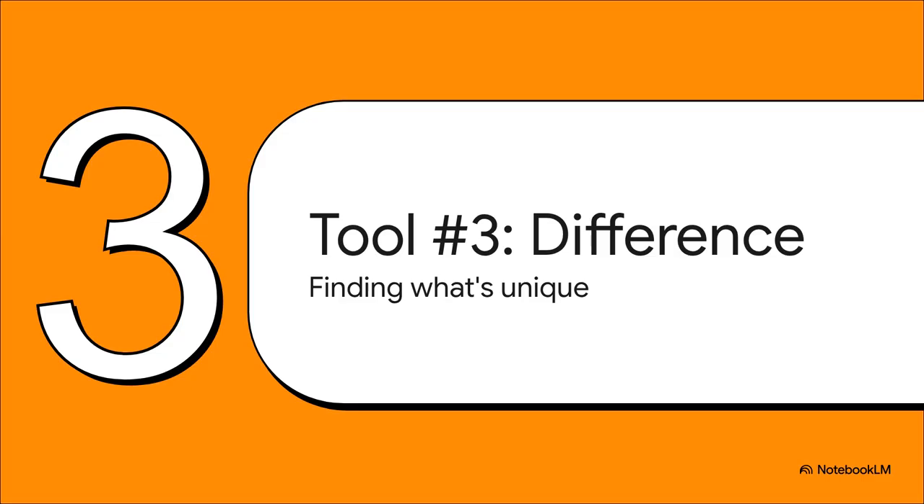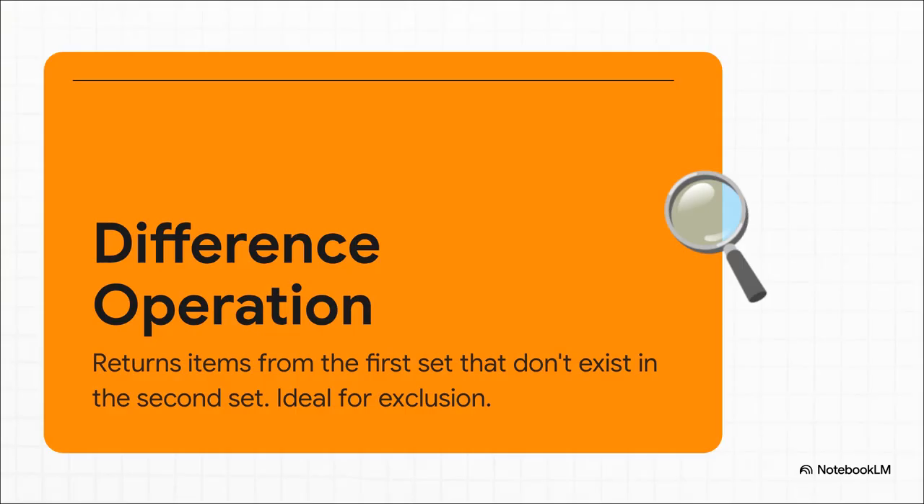Okay, moving on. Let's pull out tool number 3, the difference. This one's all about finding what's, well, different. So, the difference operation basically answers the question, what's in my set that isn't in the other one? It gives you back only the items from the first set that are not found in the second one. It's perfect for when you need to exclude things.